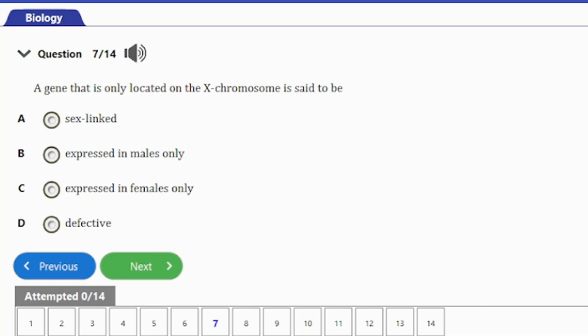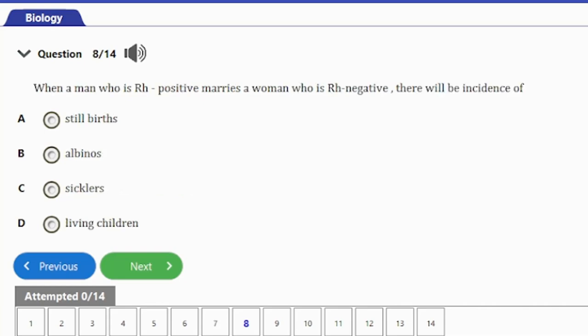Question number 7 here. It says, a gene that is only located on the X chromosome is said to be A, sex-linked, B, expressed in males only, C, expressed in females only, D, defective. So the answer to this question is option A, and that's sex-linked. A gene that is only located on the X chromosome is said to be sex-linked. Let's consider the next question, question number 8.